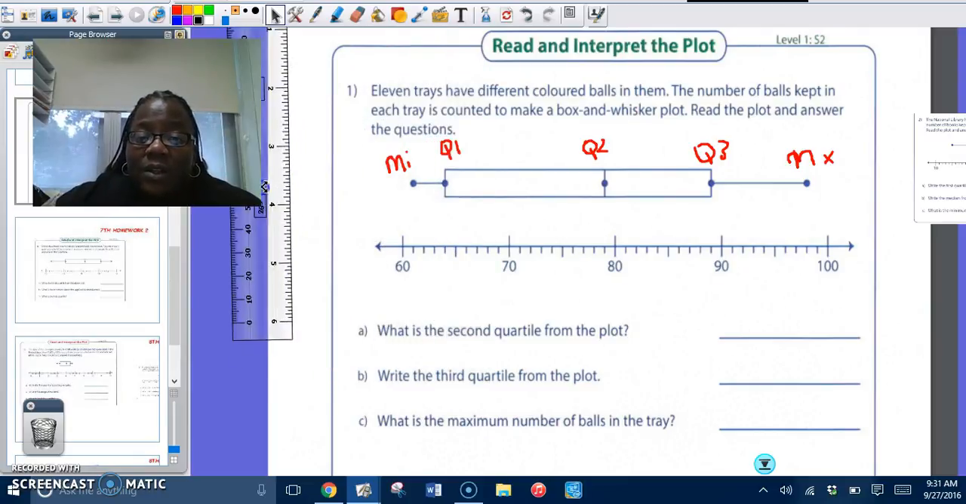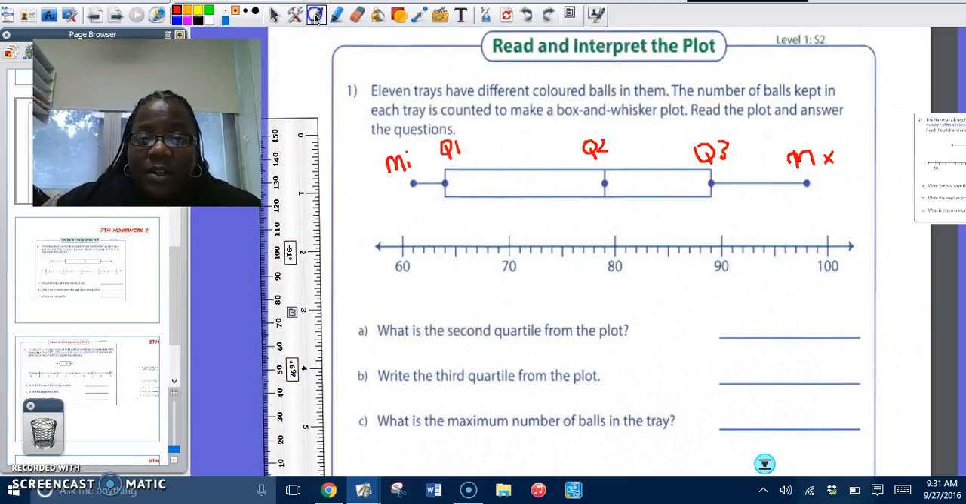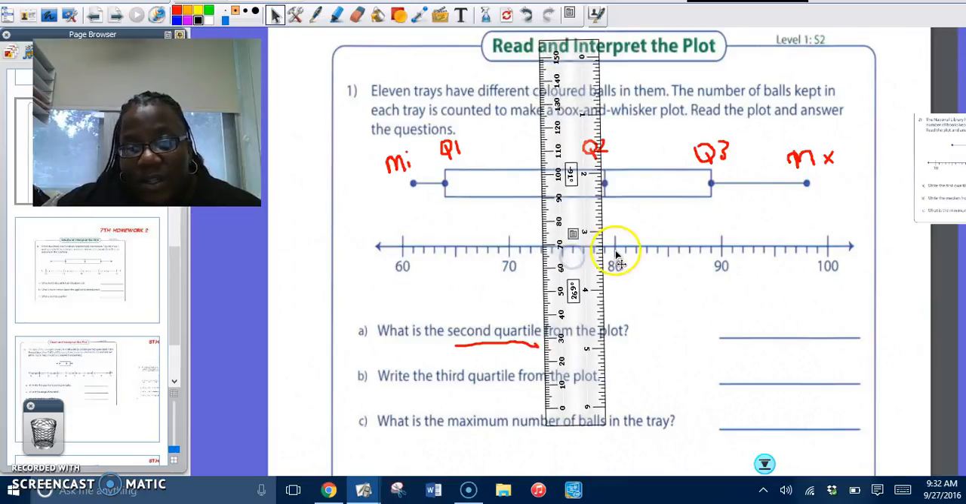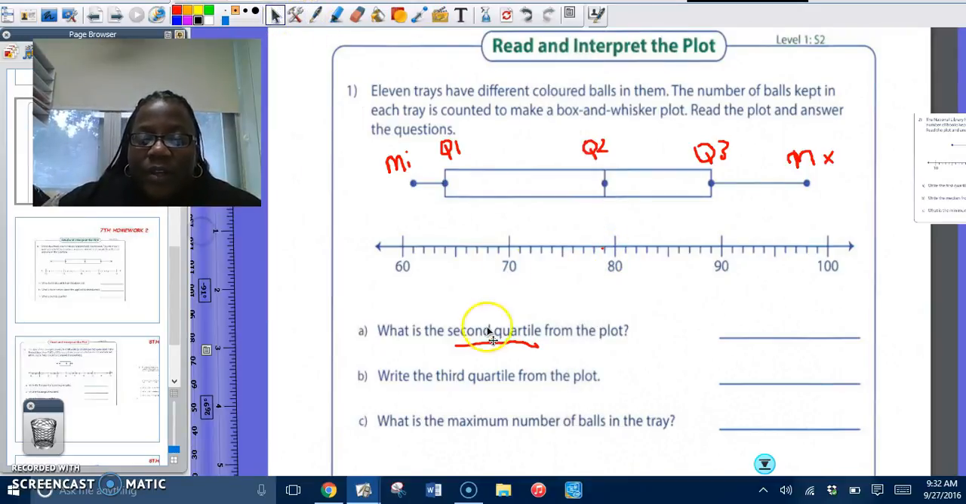Okay, so put this over the side again and go back to what I was looking for. What is the second quartile from the plot? So this is quartile 2. Let's line it up. As you can see, it's right about here. Let me move my ruler out of the way. I have 70, 75, 76, 77, 78, 79. That dot is on the 79. So that's the answer.